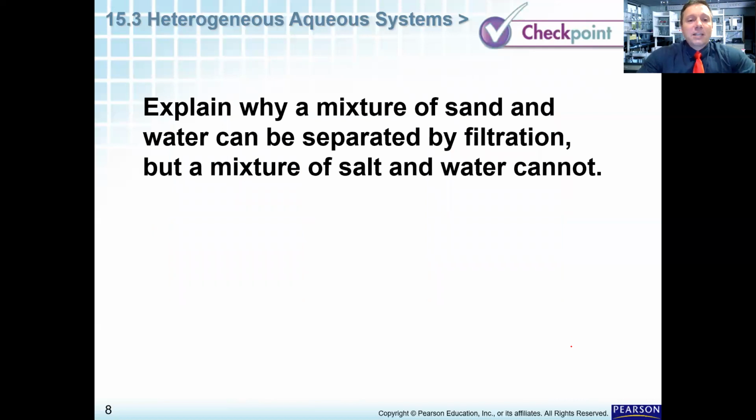So, checkpoint. Explain why a mixture of sand and water can be separated by a filter and a mixture of salt and water cannot. We just talked about that. Hopefully you got this aspect. So you have larger particles. It is a suspension when you talk about sand and water, and you can filter it because it can't dissolve in it. And when you talk about salt and water, that's a solution. It's one phase, so it's dissolved inside.